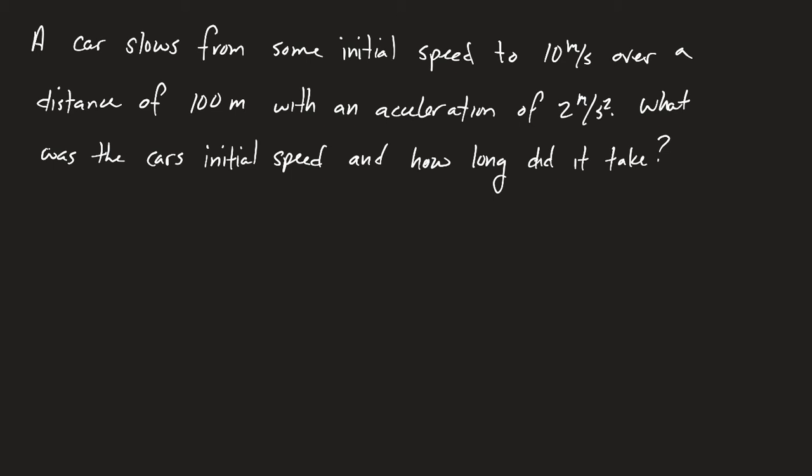My suspicions are, with a simple procedure, you should, in one step, be able to solve each of these 2 questions. There are 2 questions here. I have a car that starts from some initial speed, slows to 10 meters per second over a distance of 100 meters with an acceleration of 2 meters per second squared. What was the car's initial speed and how long did it take? So there are 2 unknowns.